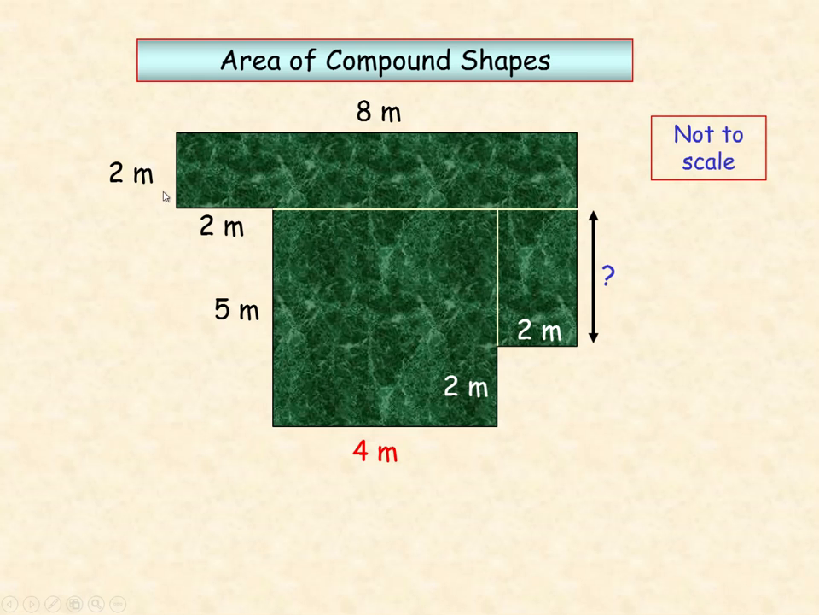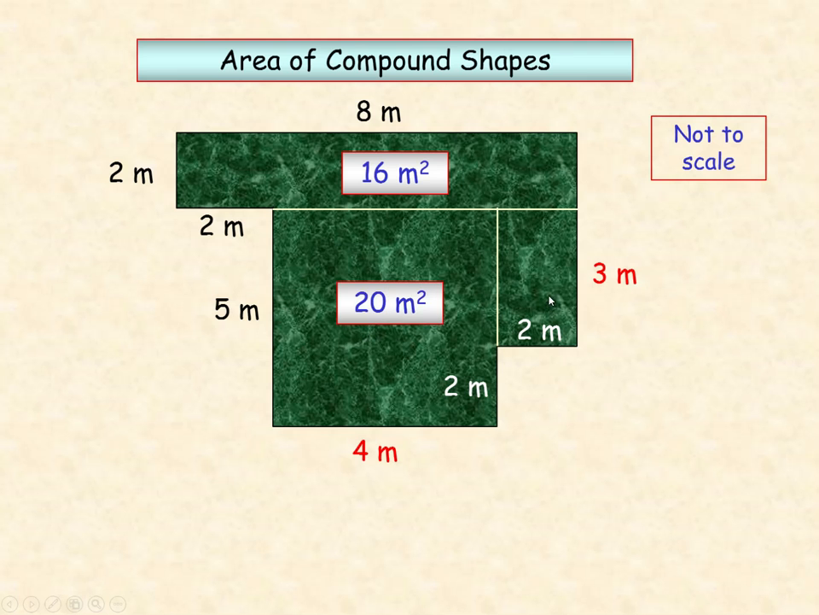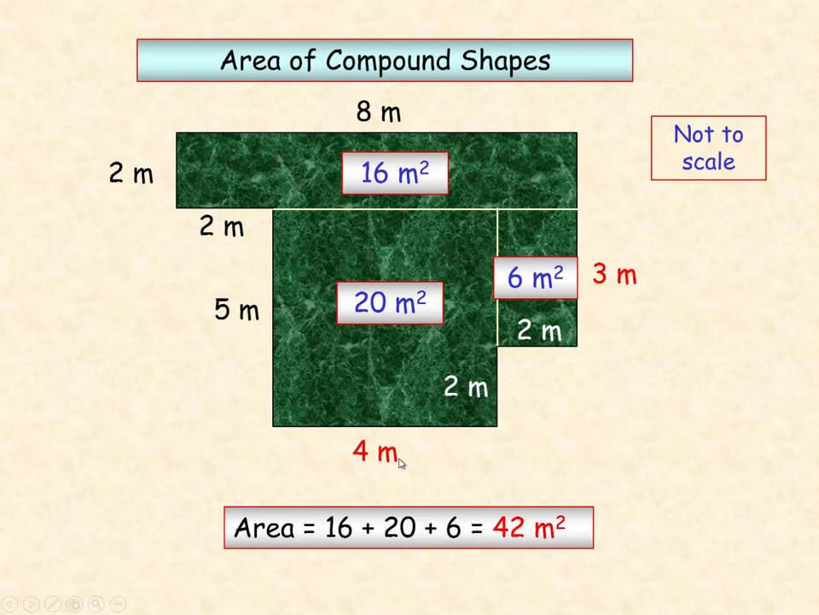I know that that's 2 and this is 5. So this is 5 and that's 2. What's left here? 5 take away 2 gives me 3. So I can find the area of the top rectangle. That's going to be 2 by 8. It's going to give me 16. Area of this rectangle, 3 by 2 is 6. And the area of this rectangle, 5 by 4 is 20. Add them all together, 20 plus 6, 26 plus another 16 gives me 42 meters squared.